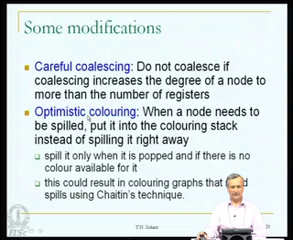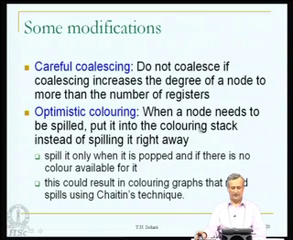Then what are the modifications necessary in order to improve this particular algorithm? You could be more careful during coalescing. For example, do not coalesce if the coalescing increases the degree of a node to more than the number of registers. If you do this, then it may lead to a spill, that is why there is no need to coalesce. Then this is the copy subsumption problem.